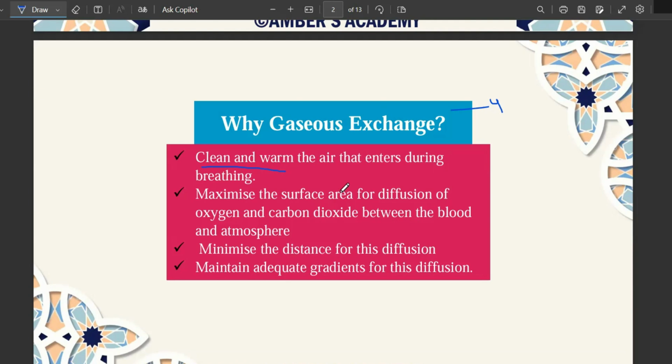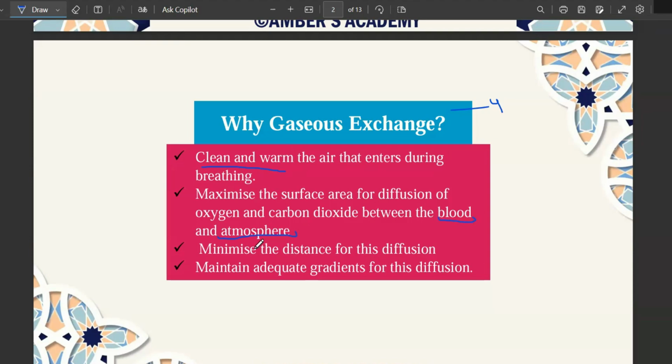Then, the surface area for diffusion of oxygen and carbon dioxide between the blood and atmosphere. This system basically maximizes the surface area for effective diffusion of oxygen and carbon dioxide, meaning that carbon dioxide has to be exhaled out and oxygen has to be inhaled. And these gases are exchanged between your blood and atmosphere. Obviously, from the atmosphere we are getting oxygen, and in the blood we have a higher concentration of carbon dioxide that needs to be removed. So this is why we need the system.